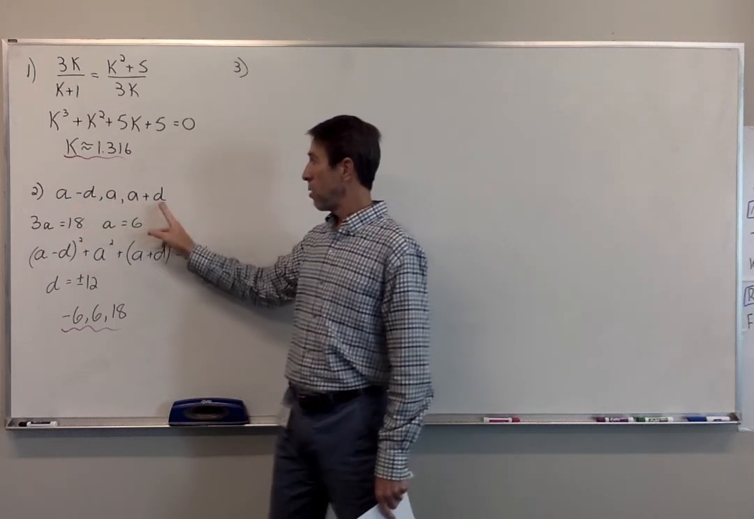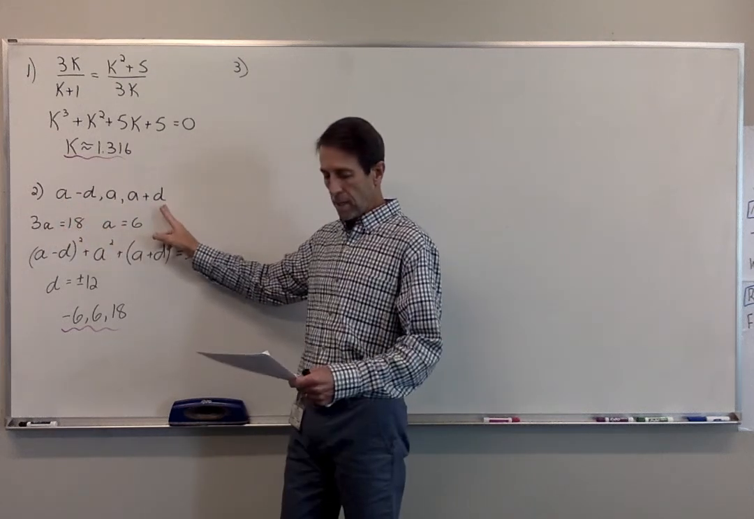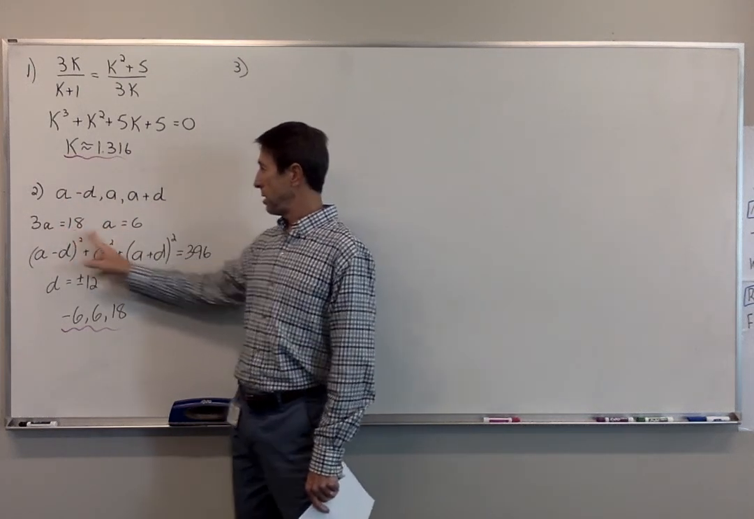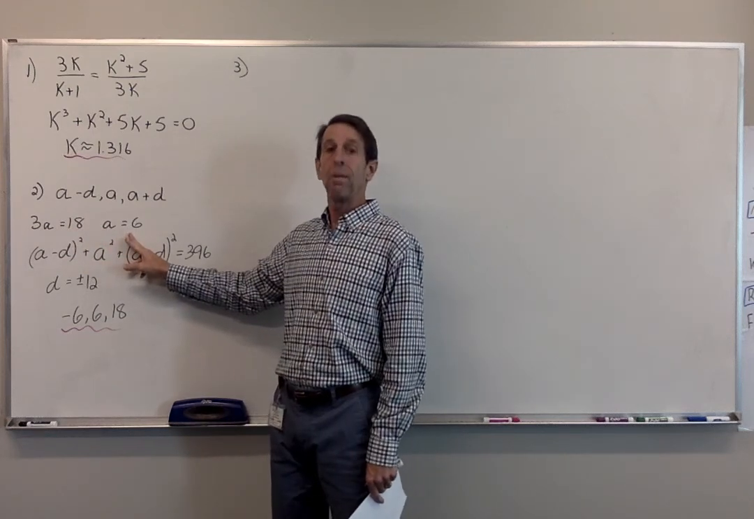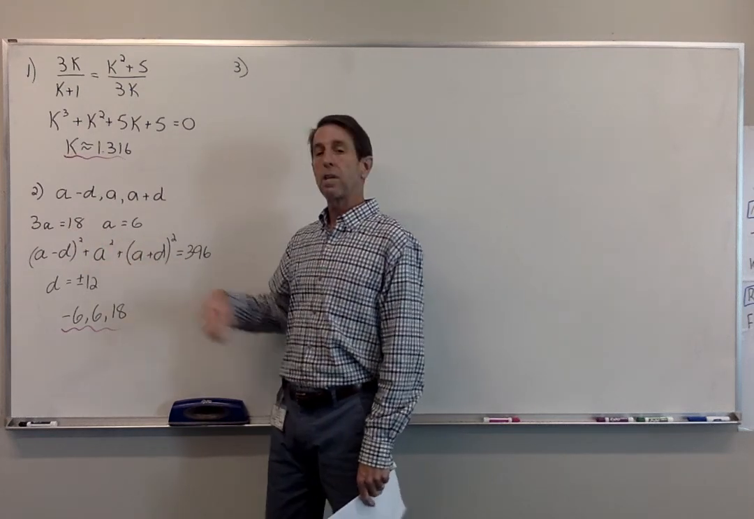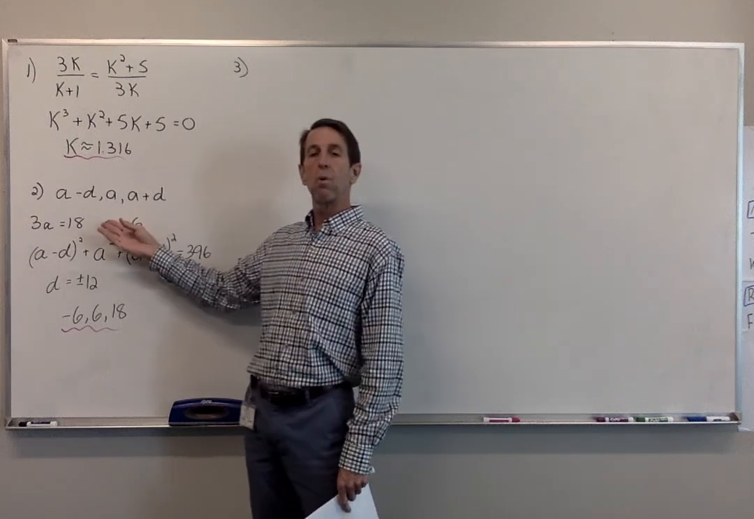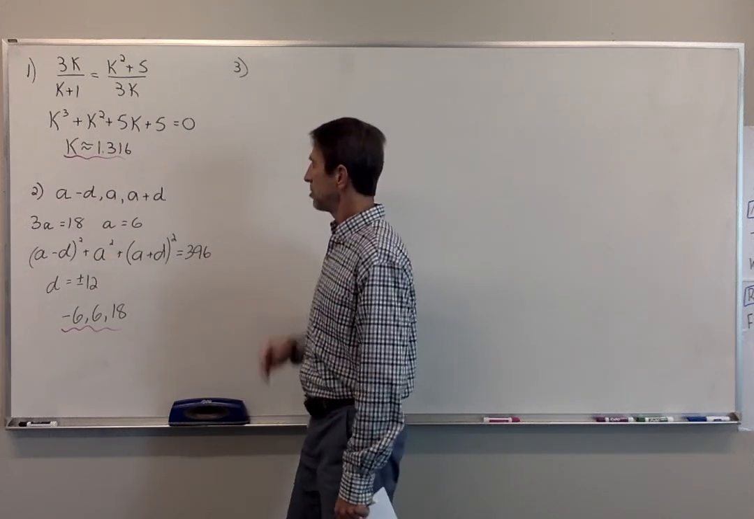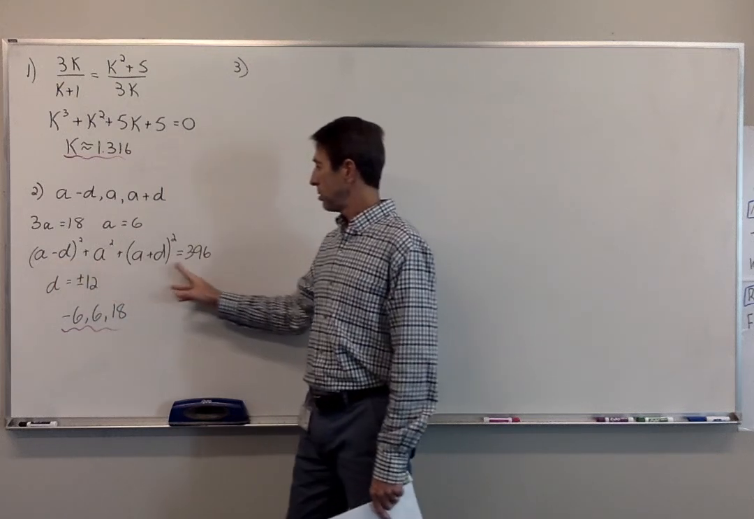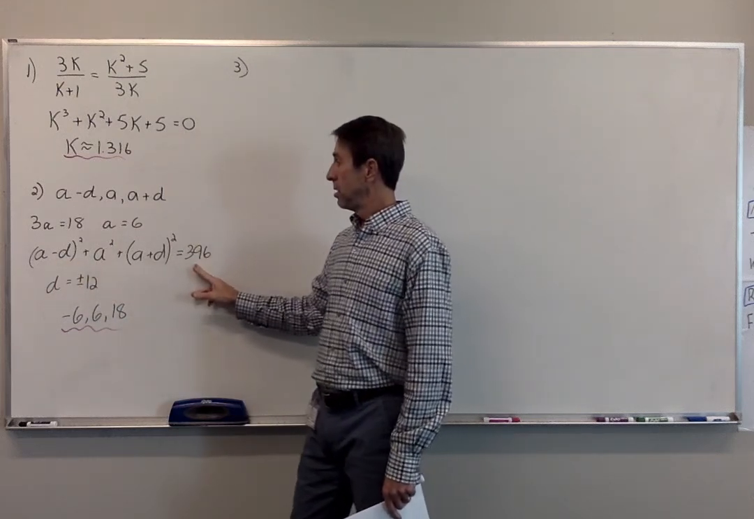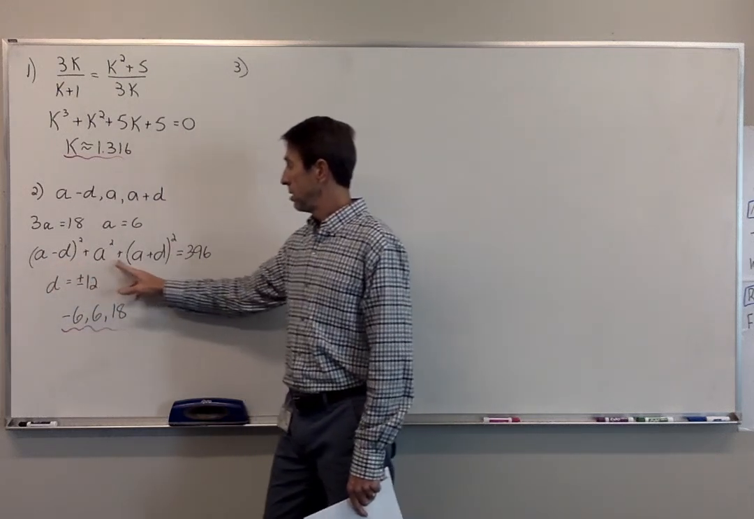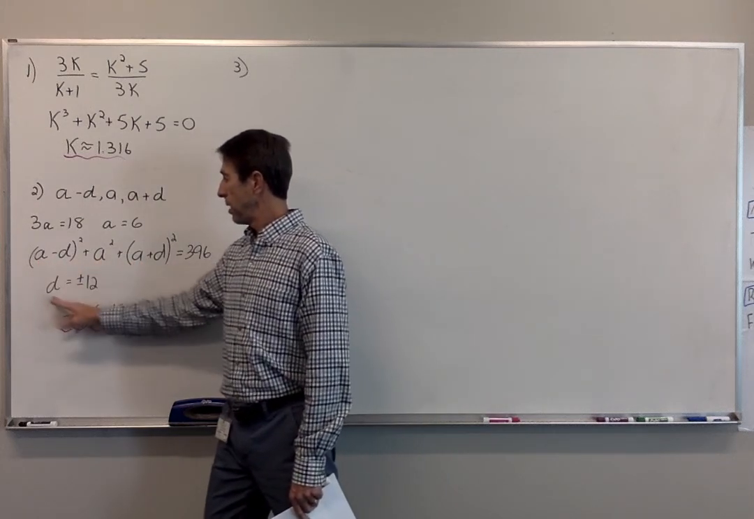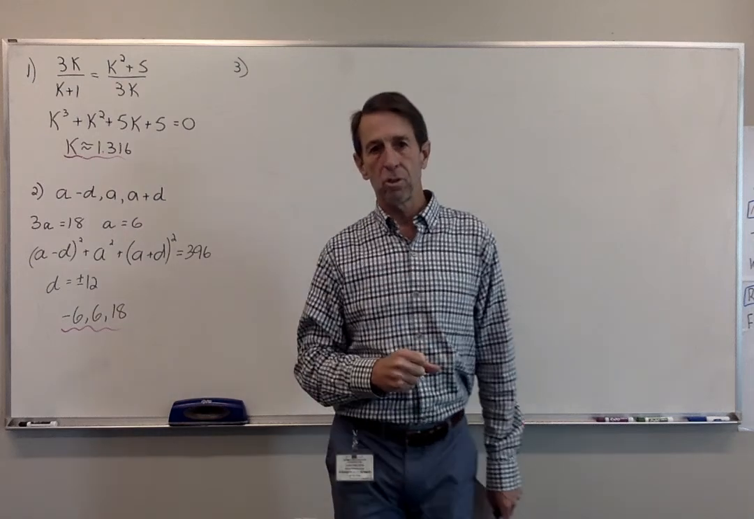Because then, if we know the sum is going to be 18, which I think is what we're given, we know 3a is 18, a is 6. It's immediate. If we set it up a little bit differently, this would just be an equation with a and d. Next, we know the sum of the squares is 396. So we have this expression, but we already know what a is, so we find the common difference to be either plus or minus 12.